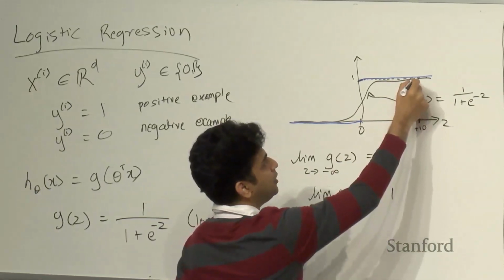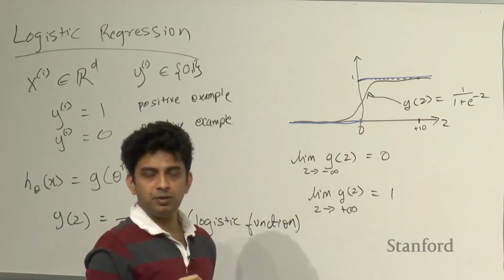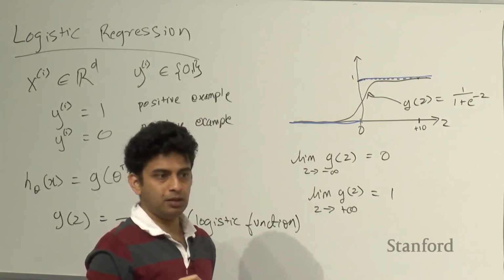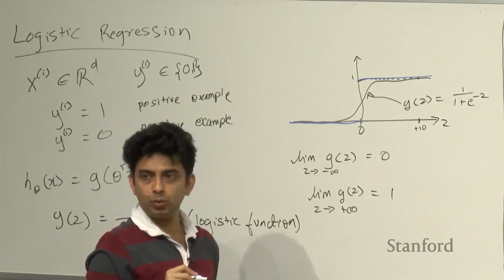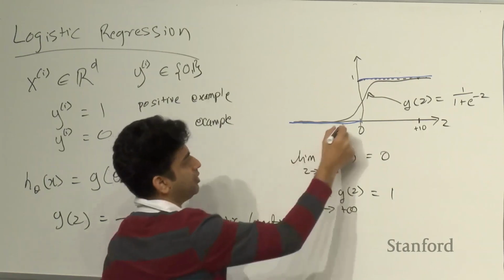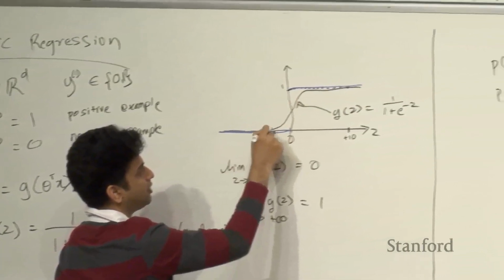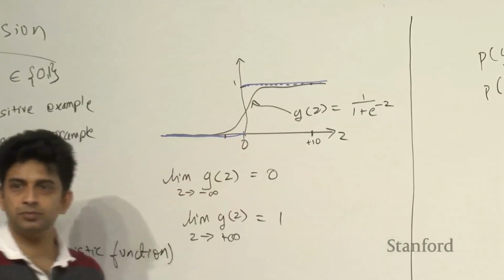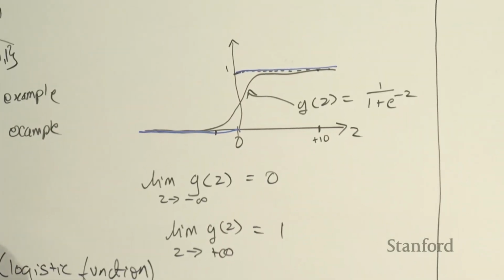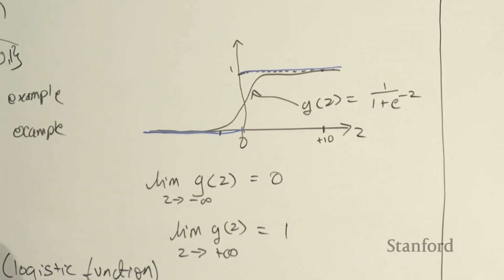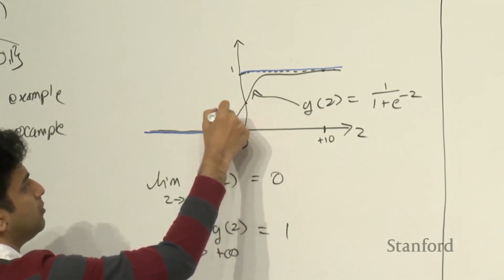G of z is going to be something very close to 1. Similarly, if you have some example x whose theta transpose x is, say, minus 1, it's going to be here, and g of that is going to be a value that is close to 0. And if you have an example x whose theta transpose x equals 0, g of 0 is 0.5.